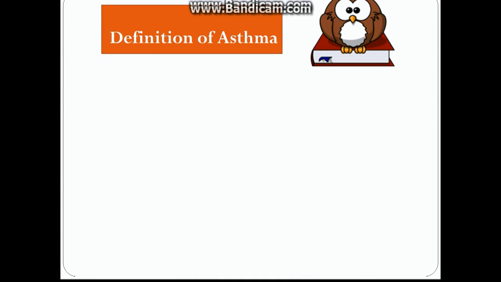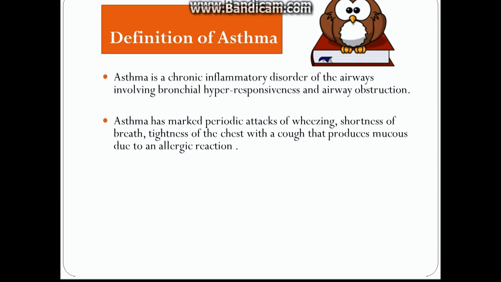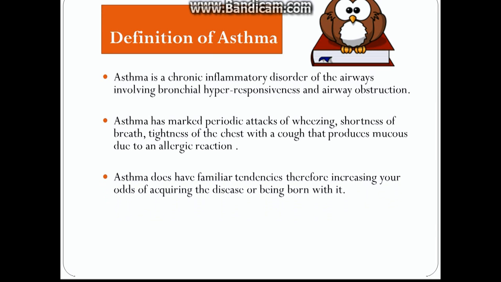The definition of asthma. Asthma is a chronic inflammatory disorder of the airways involving bronchial hyperresponsiveness and airway obstruction. Asthma has marked periodic attacks of wheezing, shortness of breath, tightness of the chest with a cough that produces mucus due to an allergic reaction. Asthma does have familial tendencies, therefore increasing your odds of acquiring the disease or being born with it.